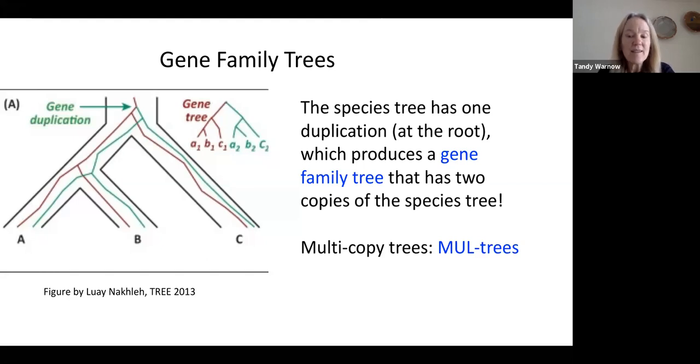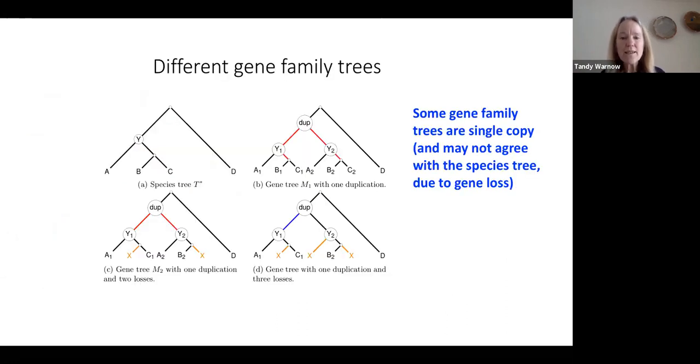Now, in this particular case, it's easy, right? You can just say, okay, I've got 2 copies of the species tree. That's what I want. But you can have more complicated situations with losses. And if you have duplications and losses, you can get to all sorts of stuff. So in particular, on the top left, you have the species tree right here. This is one gene family tree, which has 2 copies of the species tree on ABC. This is also a gene family tree that has lost 1 copy of the B species and 1 copy of the C species. But look at this one, the one in D.